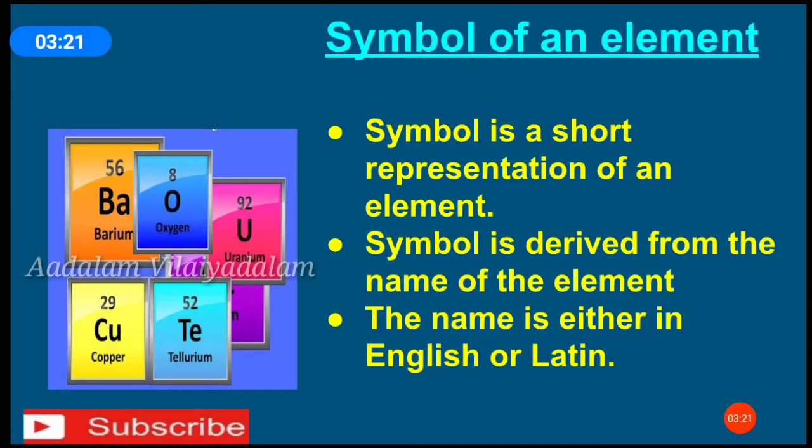Like this, an element is represented using symbols. All elements on the periodic table have symbols. The same chemical symbols are used all over the world. So, a chemical symbol is a short representation of an element. The symbol is derived from the name of the element. The name of the element is either in English or Latin.